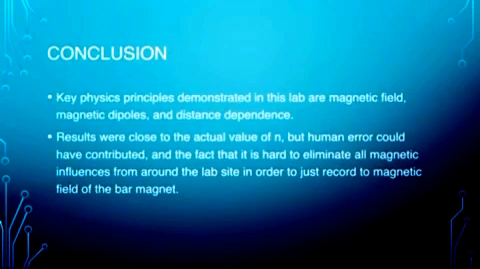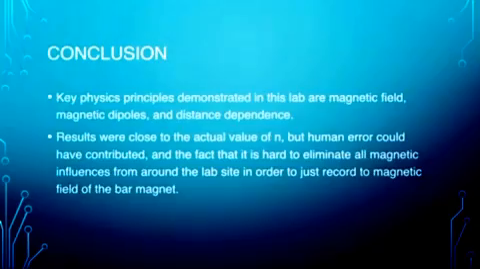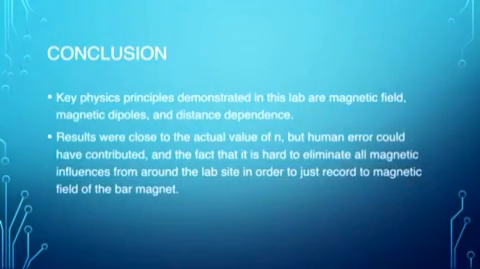In conclusion, key physics principles demonstrated in the lab are magnetic fields, magnetic dipoles, and distance dependence. The results I achieved were close to the actual value of n, but human error could have contributed, and the fact that it is hard to eliminate all magnetic influences from around the lab site in order to just record the magnetic field of the bar magnet itself.